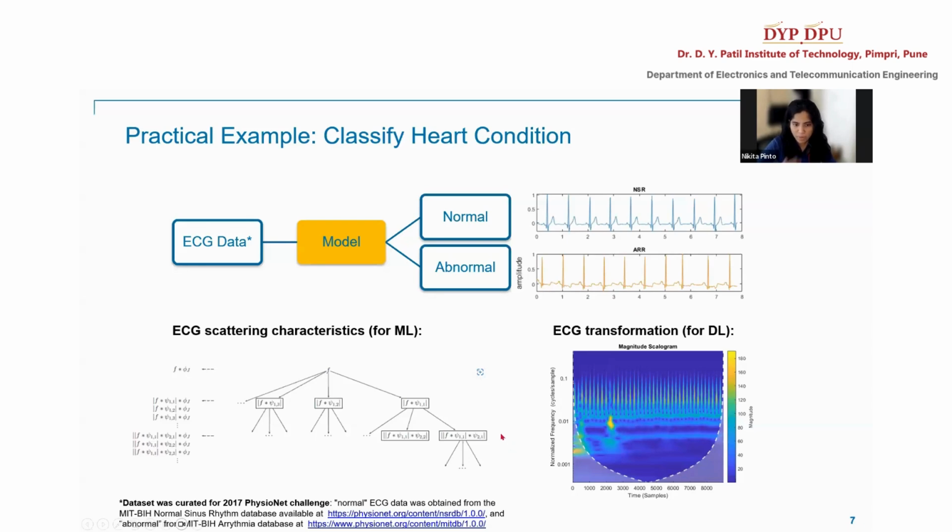So the basic idea here, left-hand side for the machine learning case, we will extract features from the signal. And on the right-hand side, we're going to convert our signal into its time frequency representation. Okay, I'll explain what that means.